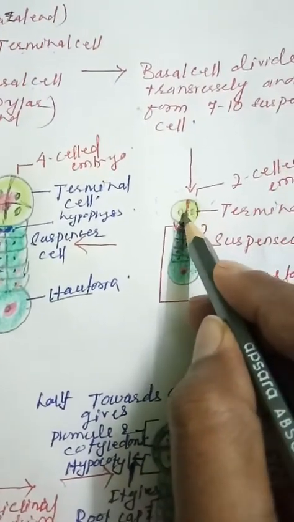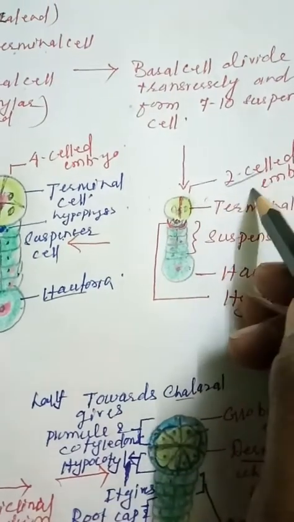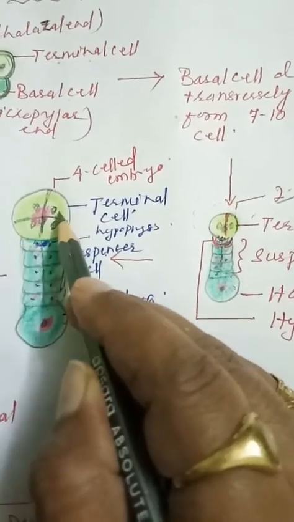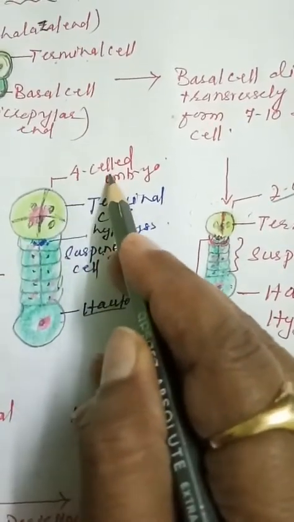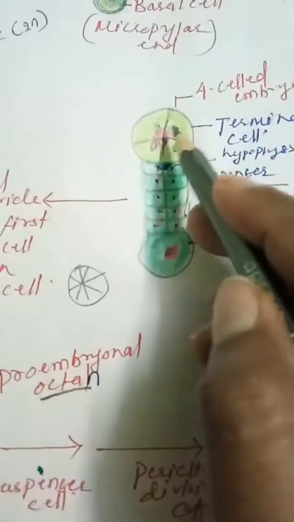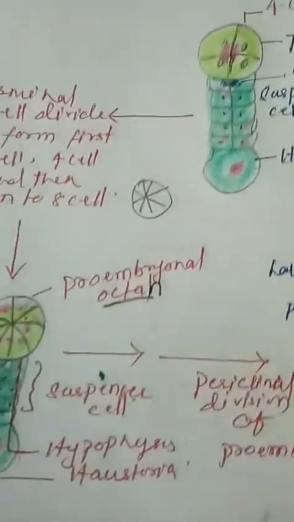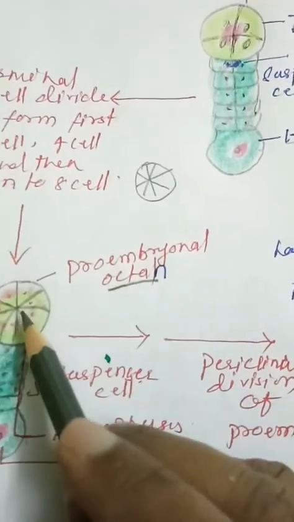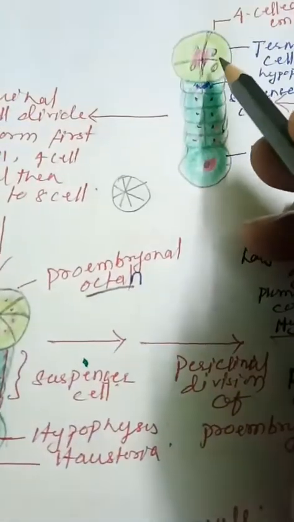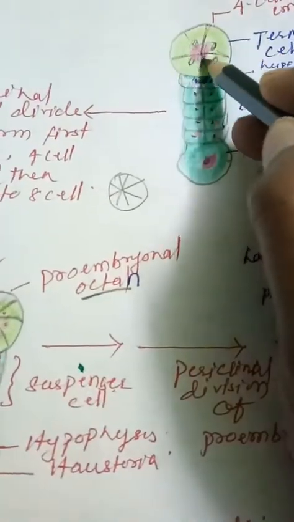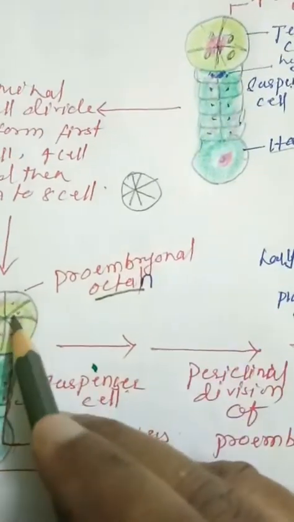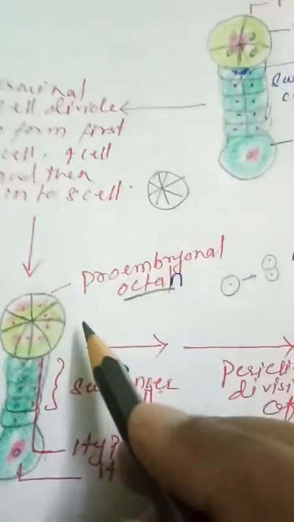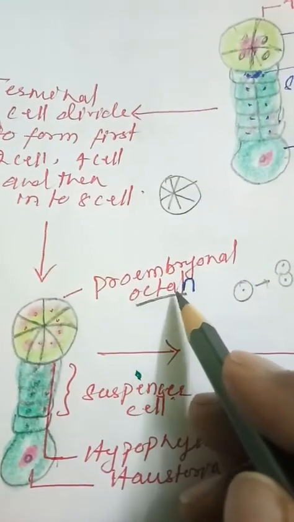First it divides into two cells. This is called two-celled embryo. Now further division takes place to form four-celled embryo. Like this, these terminal cells divide continuously and form a proembryonal octant. Proembryonal octant means these four cells again divide and form the 8-celled stage. This 8-celled embryo is called proembryonal octant.